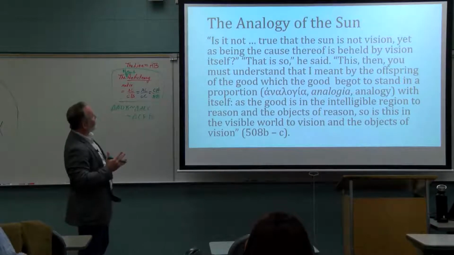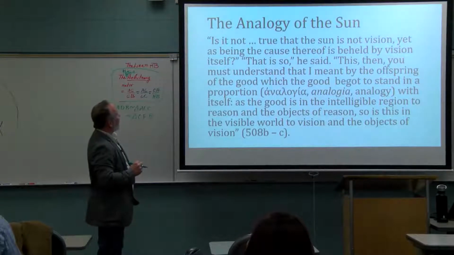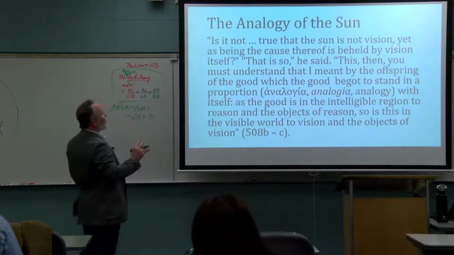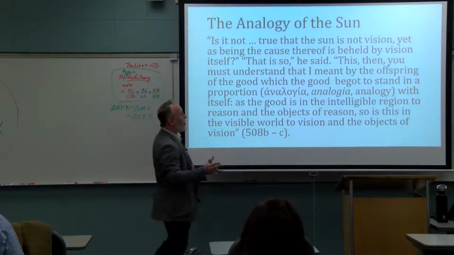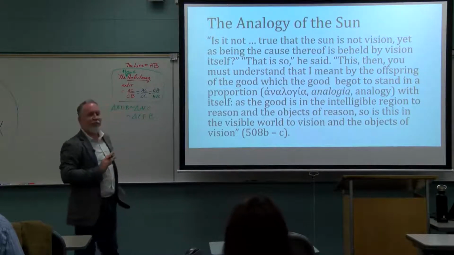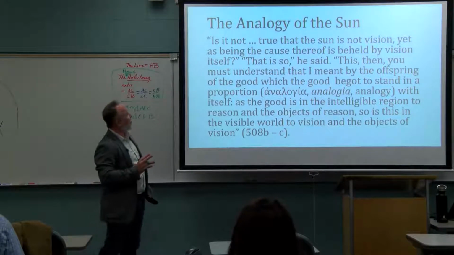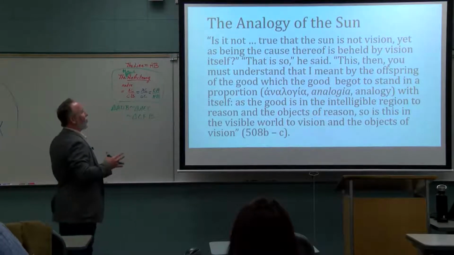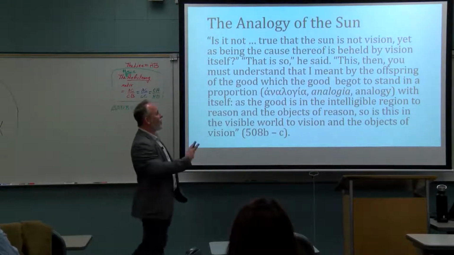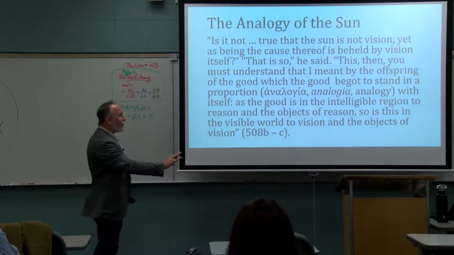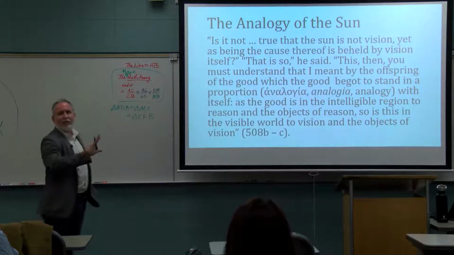And the analogy of the sun, here's a short synopsis of what it is. Socrates is saying, is it not true that the sun is not vision, yet as being the cause of vision, is beheld by vision itself? That is so, Glaucon said. This then you must understand that I meant by the offspring of the good, which the good begot, to stand in a proportion with itself, as the good is in the intelligible region to reason, and the objects of reason, so is this in the visible world to vision, and the objects of vision.